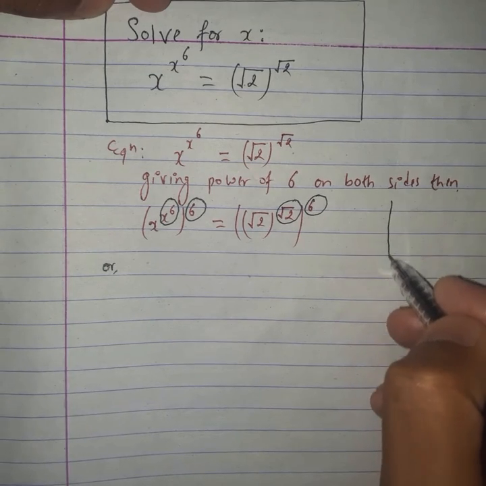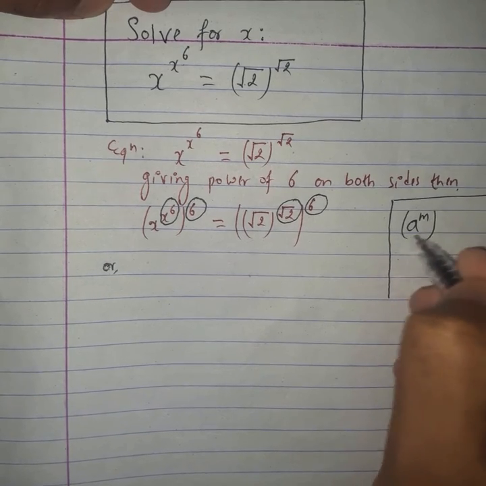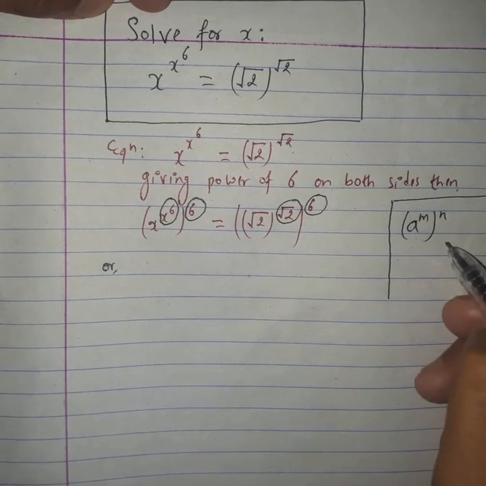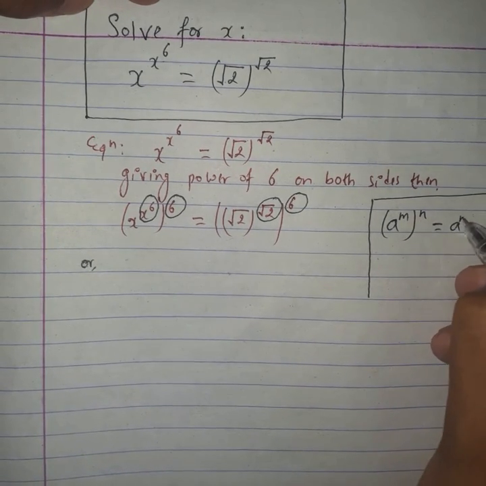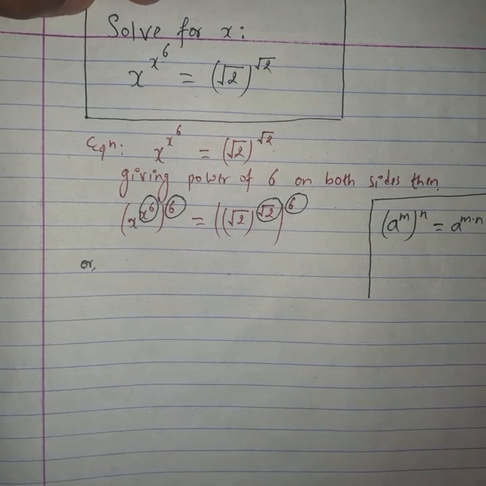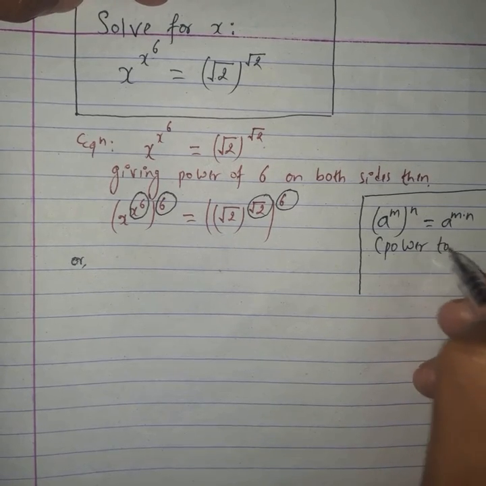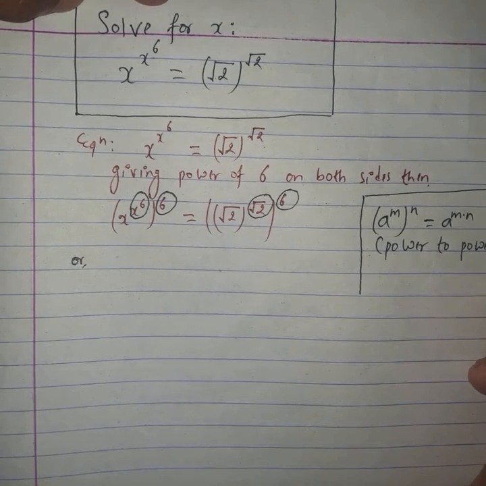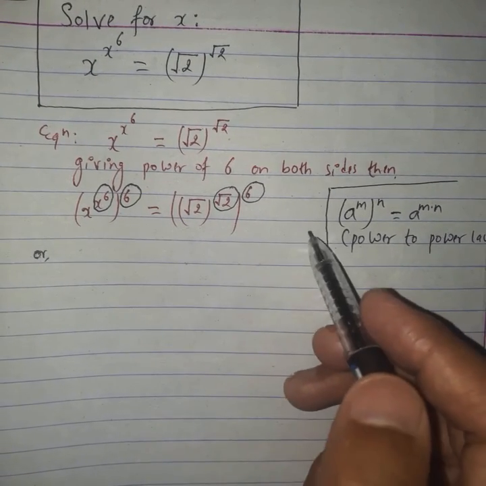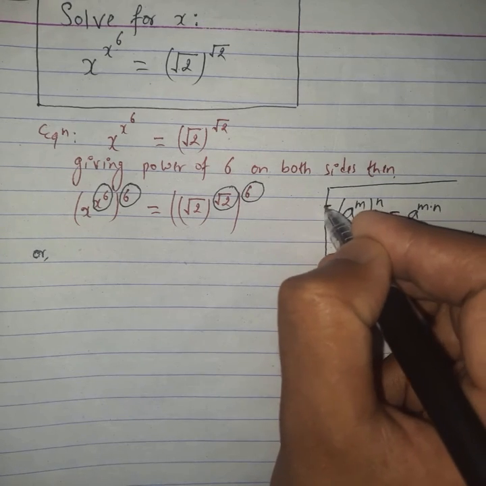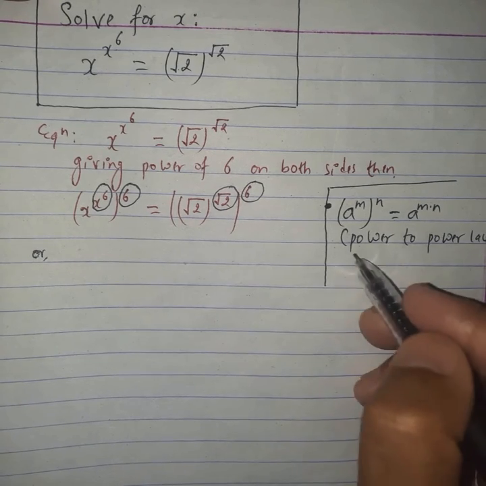Let me write some properties of the exponents. If a raised to the power of m is again raised to the power of n, this equals a raised to the power of the product of the powers m and n. This is called the power to power law. Here we are going to use this formula. Please remember, this is a formula. This is a very important result on the power to power law.